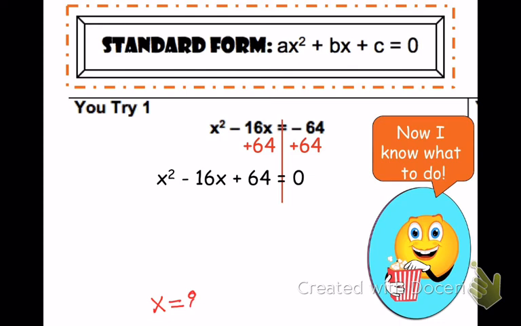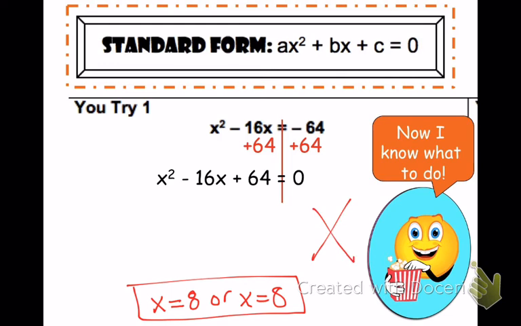x equal to 8 or x equal to 8. So you should have gotten a double answer that's exactly the same. So you don't have to actually write it twice if it's the same answer twice. But if you want to see the work for it, see it. Otherwise, fast forward to get your other answer out. So 64, negative 16, 8 times 8.